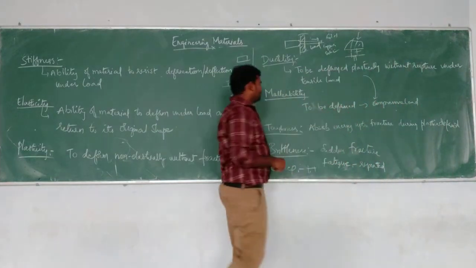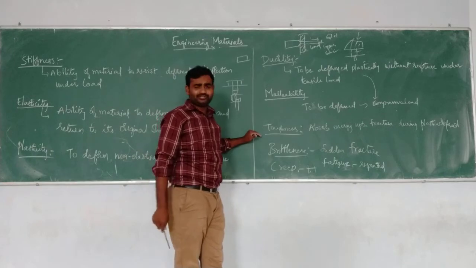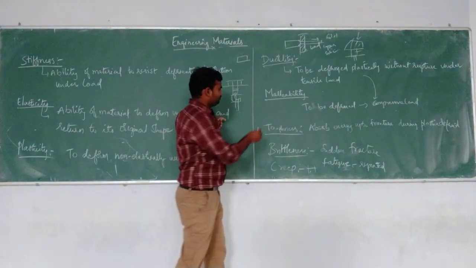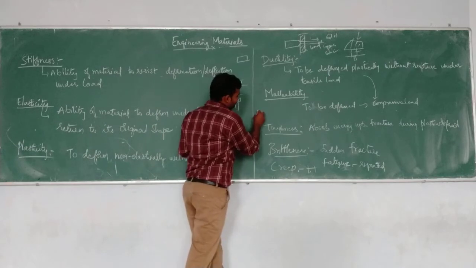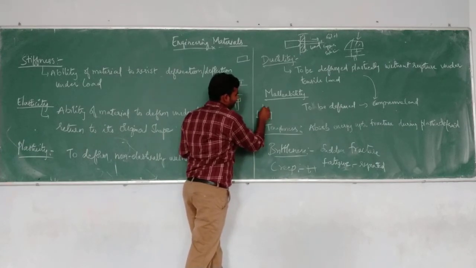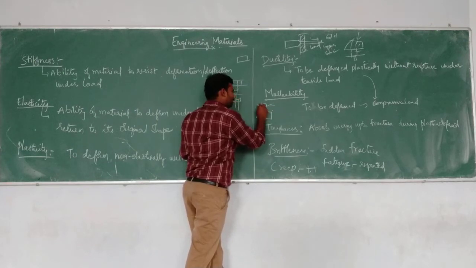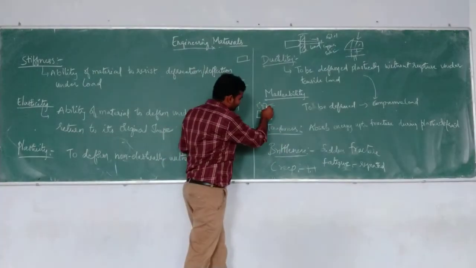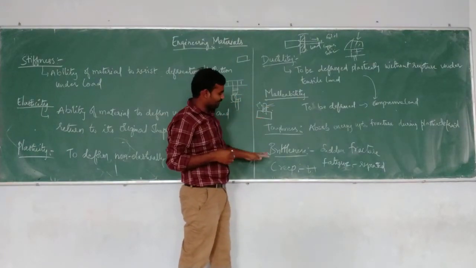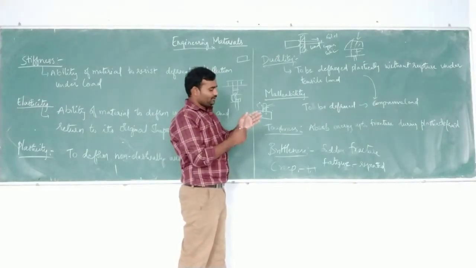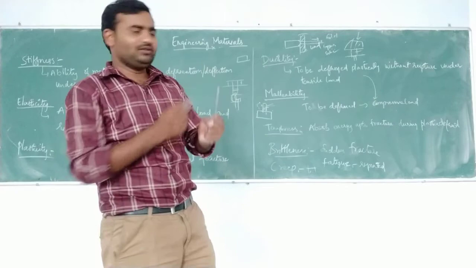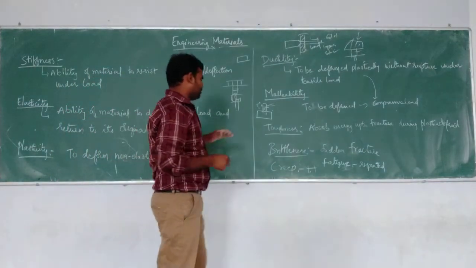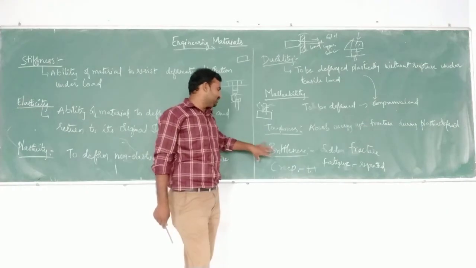Toughness. What is toughness? Absorbing energy up to fracture during plastic deformation. As I have discussed here, I did not draw a diagram, but it is simple. Let us assume this one, and we are keeping a rod here. If we apply a sudden load, then it only bends without breaking. It is called toughness. Otherwise, if it breaks immediately under a sudden load, then it is called a brittle material. Whereas if it just bends or deforms accordingly, it is toughness. If it breaks, then it is brittleness.